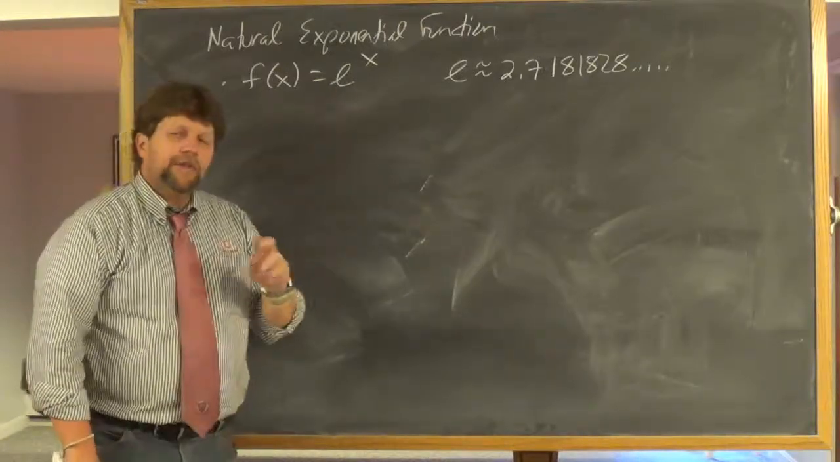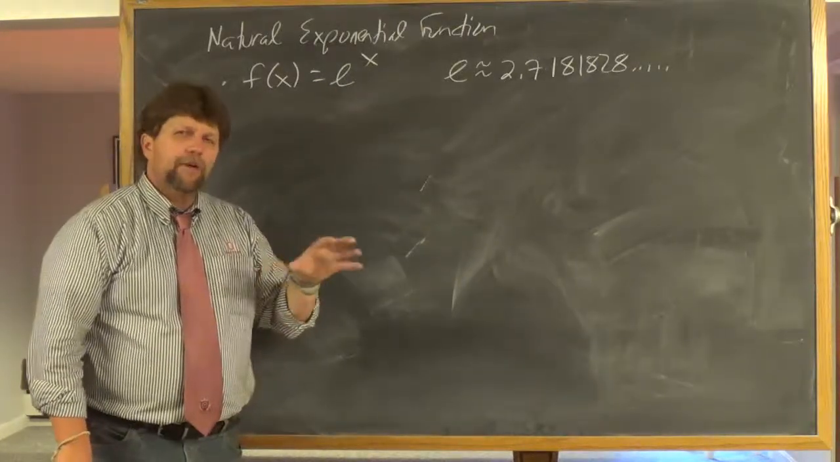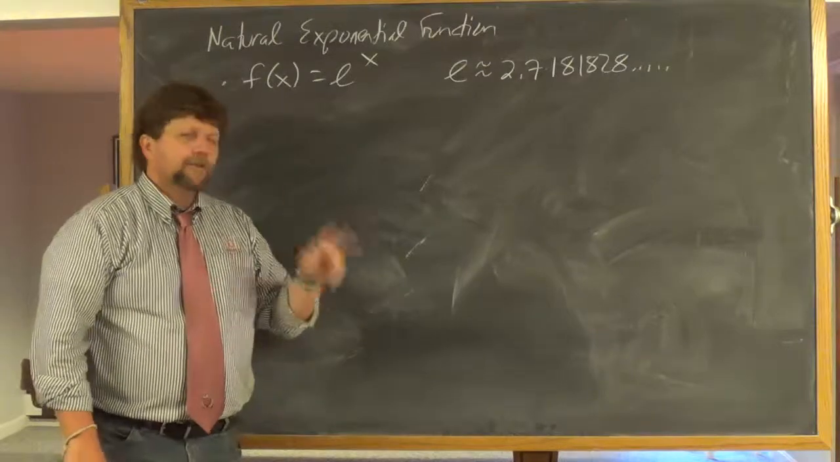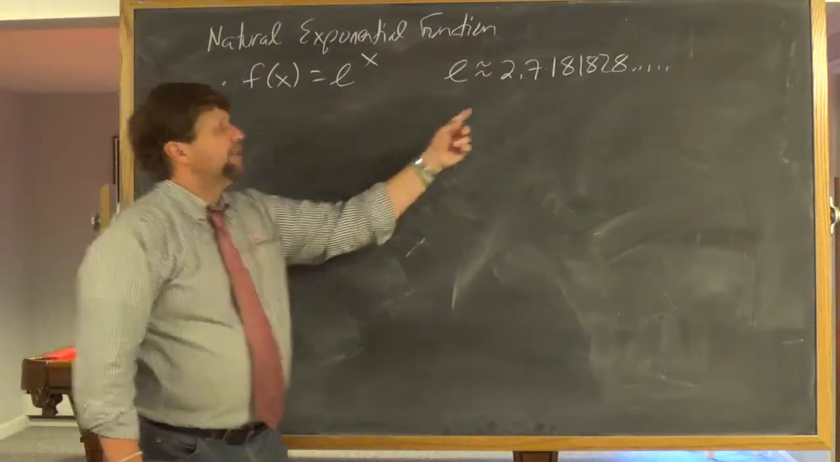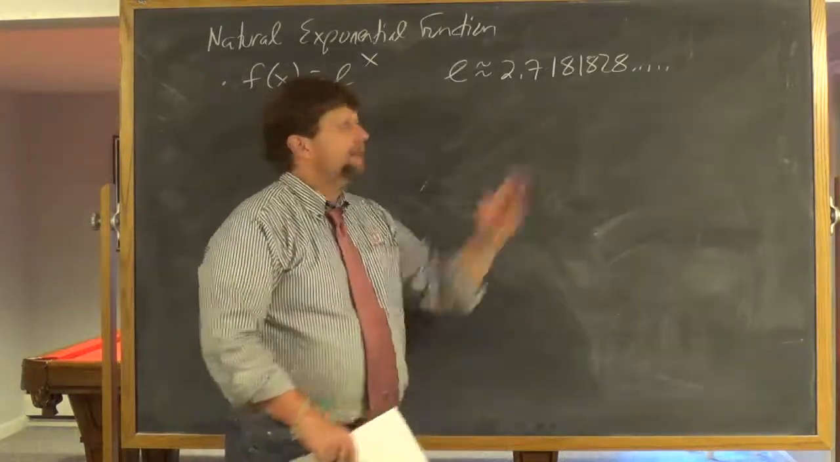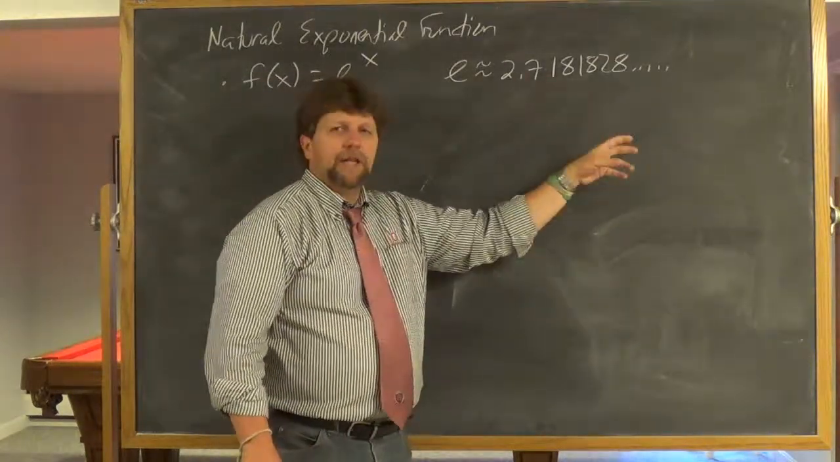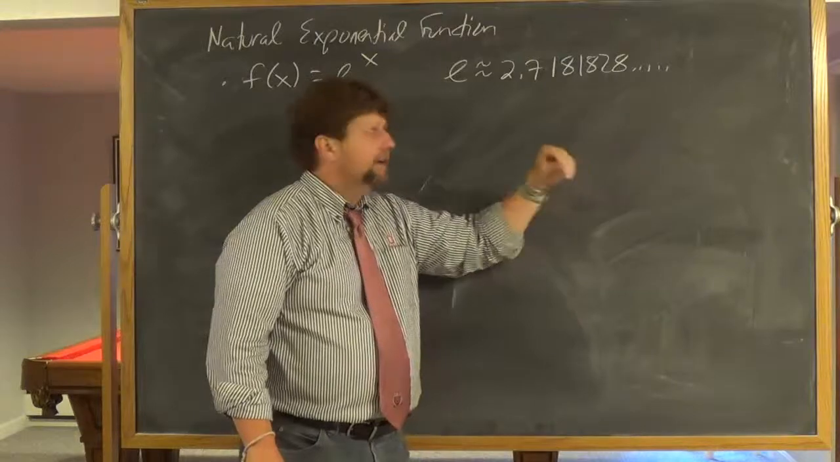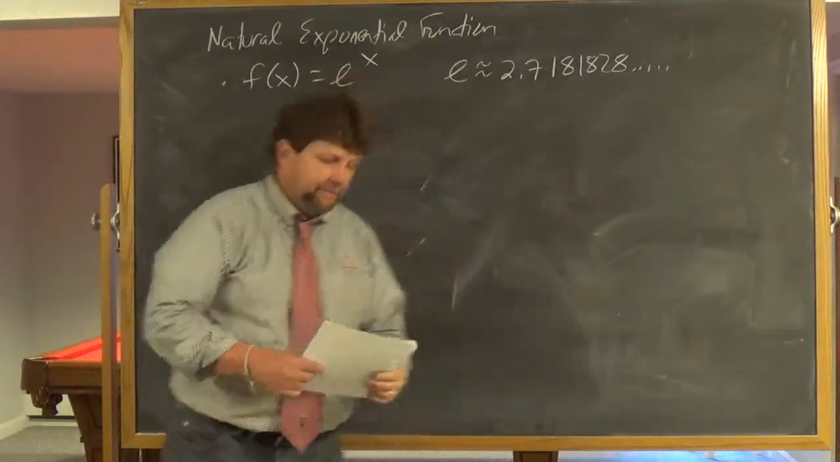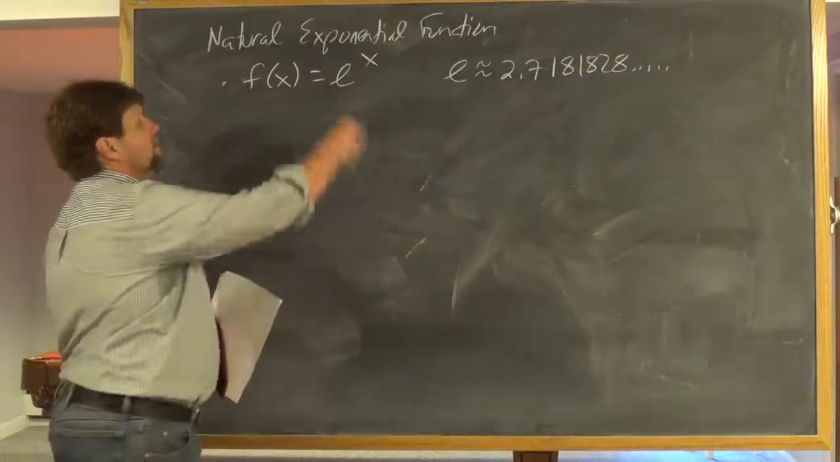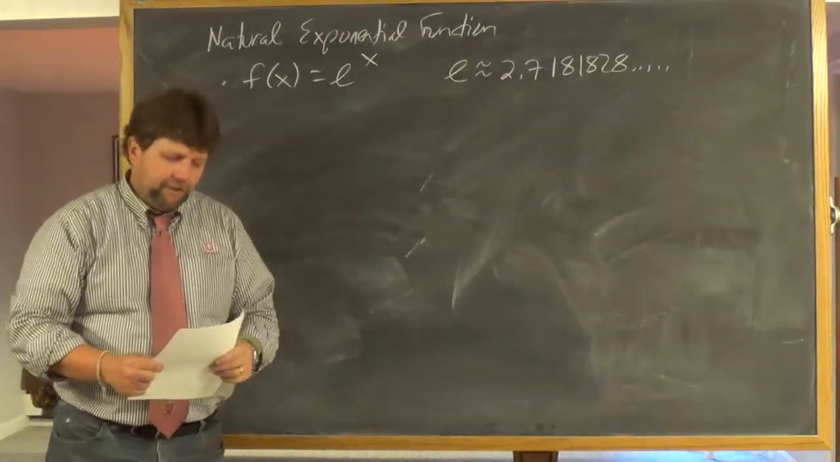And e is one of those irrational numbers. Remember an irrational number like pi, square root 2, square root 3. e is the irrational number 2.7181828, and so on. It continues on forever and ever. It doesn't repeat, doesn't end. It just keeps going. So that's your natural exponential function.